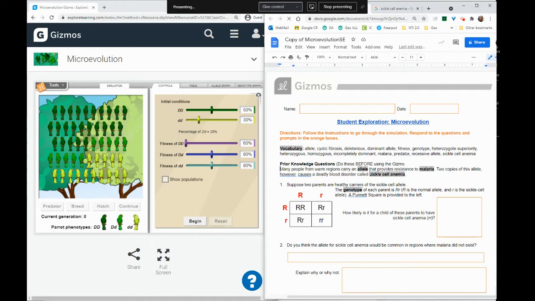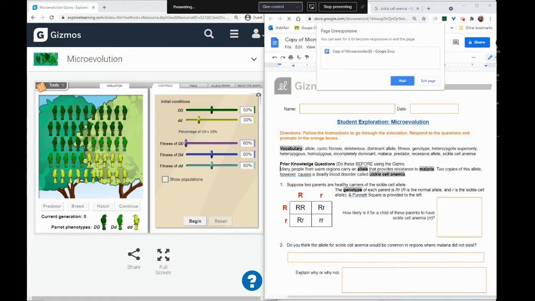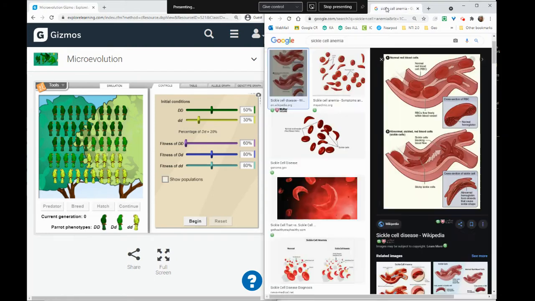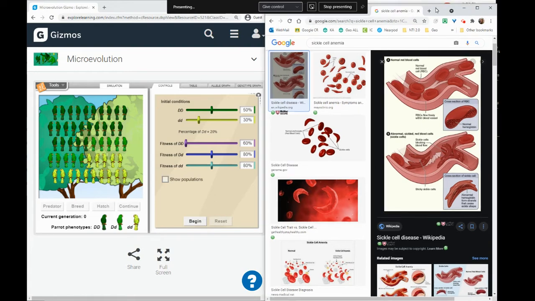Now, when it says deadly blood disorder, it doesn't mean that sickle cell anemia kills everyone who has it, but it can be deadly. Remember that red blood cells should be disc-shaped, but with sickle cell anemia, they are shaped like a sickle, at least some of them are, and those sickle-shaped red blood cells can clump up, and that can be painful, can also be dangerous. They can form blood clots, and blood clots can cause strokes and even death.